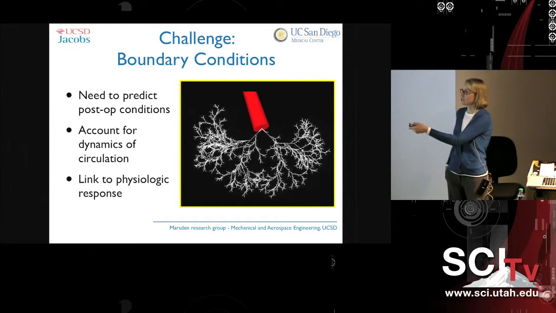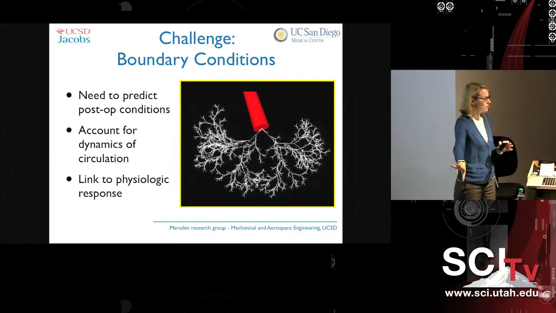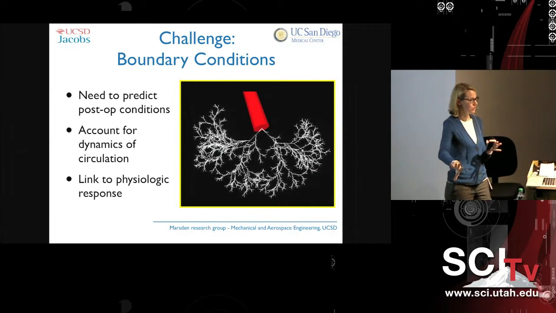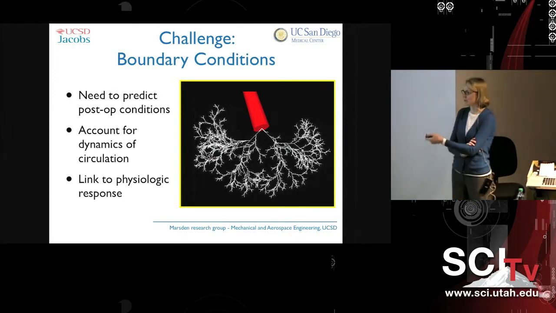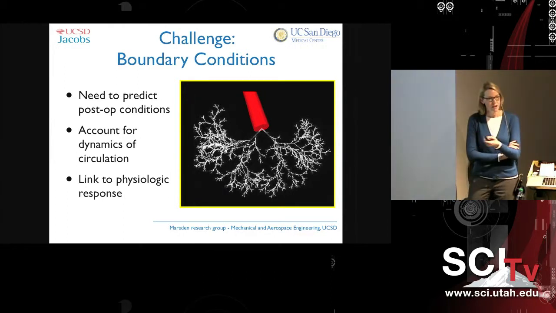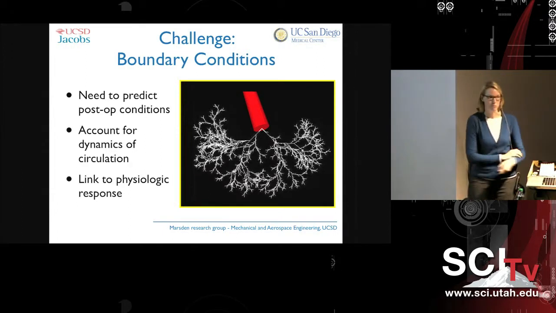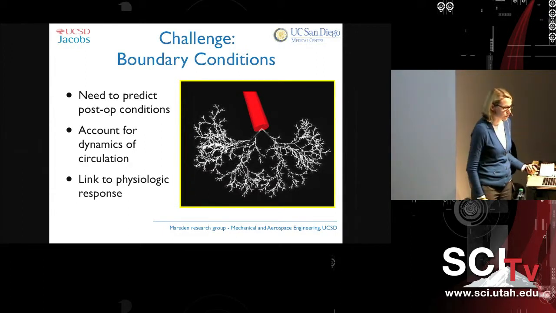So for example, this might be the outlet of one of our 3D models. And beyond that outlet, we may not be able to see with adequate resolution in the image data, but we know that there's a tree, a vascular network beyond the outlet that looks something like this. And so we might want to construct this tree and compute its impedance and use that as a boundary condition.